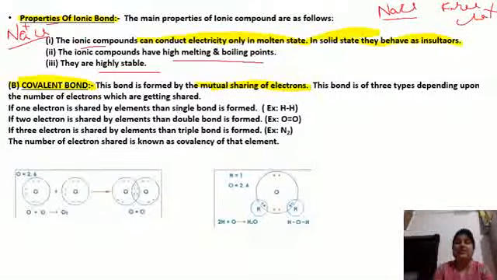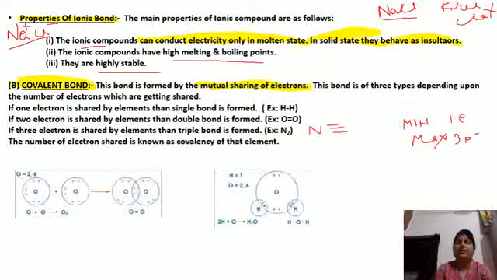Any element can share a minimum of 1 electron, and a maximum of 3 electrons. If sharing of 1 electron is taking place, then a single bond is formed. If sharing of 2 electrons is there, then a double bond. And if sharing of 3 electrons, then it results in the formation of a triple bond.